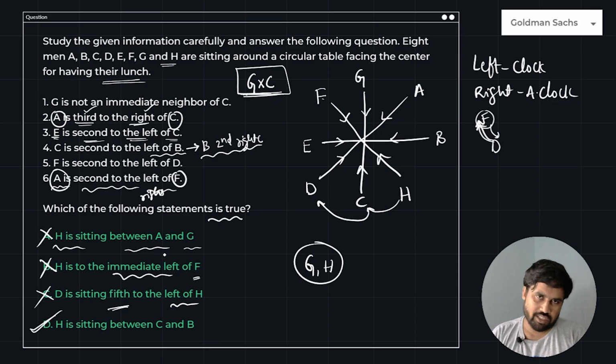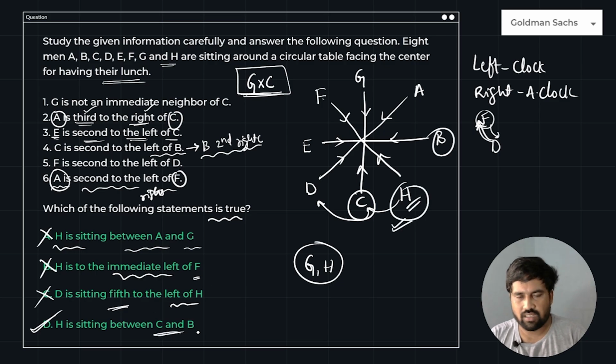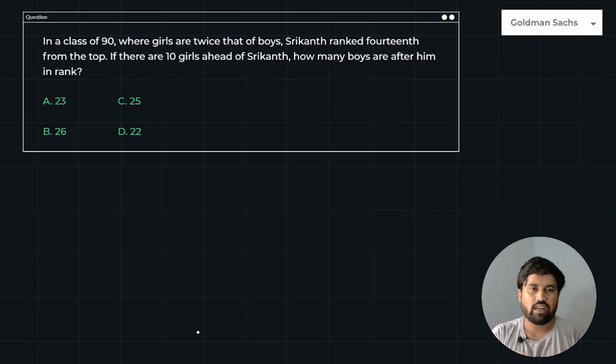Still, this is an explanation video, so that's why I'm explaining this. H is sitting between C and B. Yes, in between C and B, H was placed. So option D is correct. This is how you have to do it in the examination. So just look into the next problem.